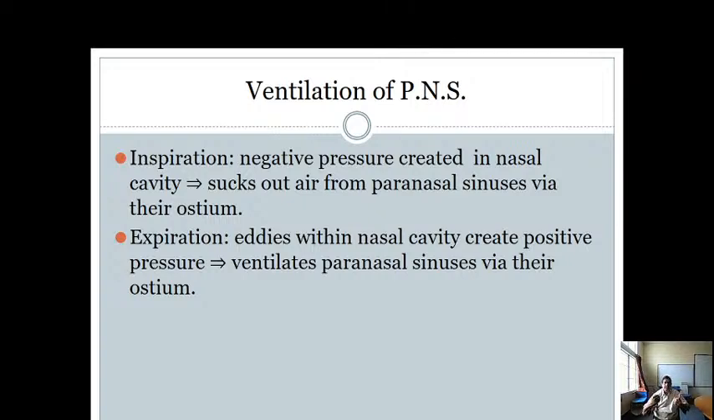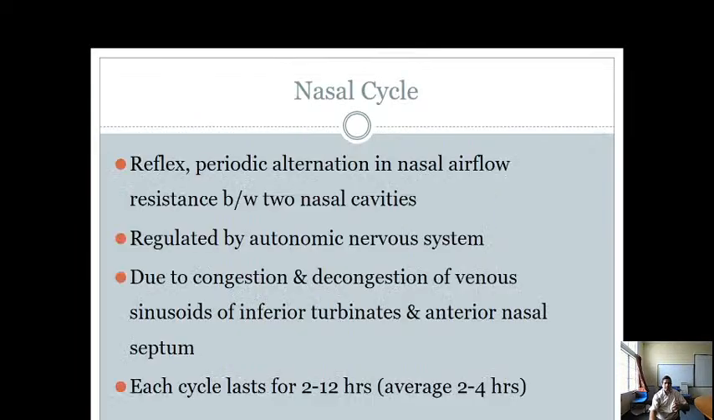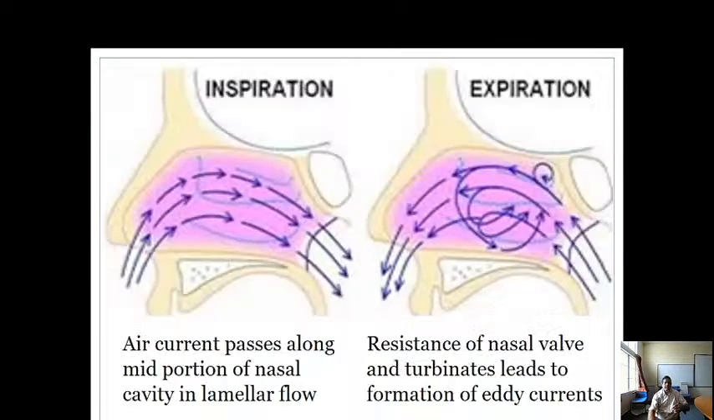Then how do these sinuses have the ventilation for the air? So they found that when the air travels in the nasal cavity in lamellar flow, when there is air that is passing rapidly through that narrow passage of the nose, there is a negative pressure that is created in the sinuses, and so the air that is in the sinuses is sucked into the nasal cavities.